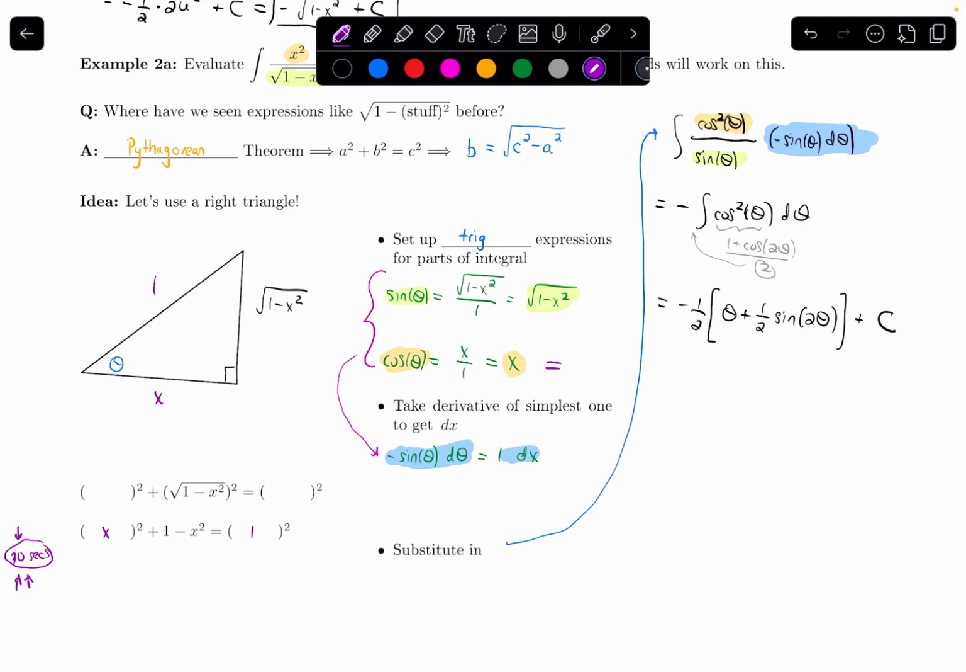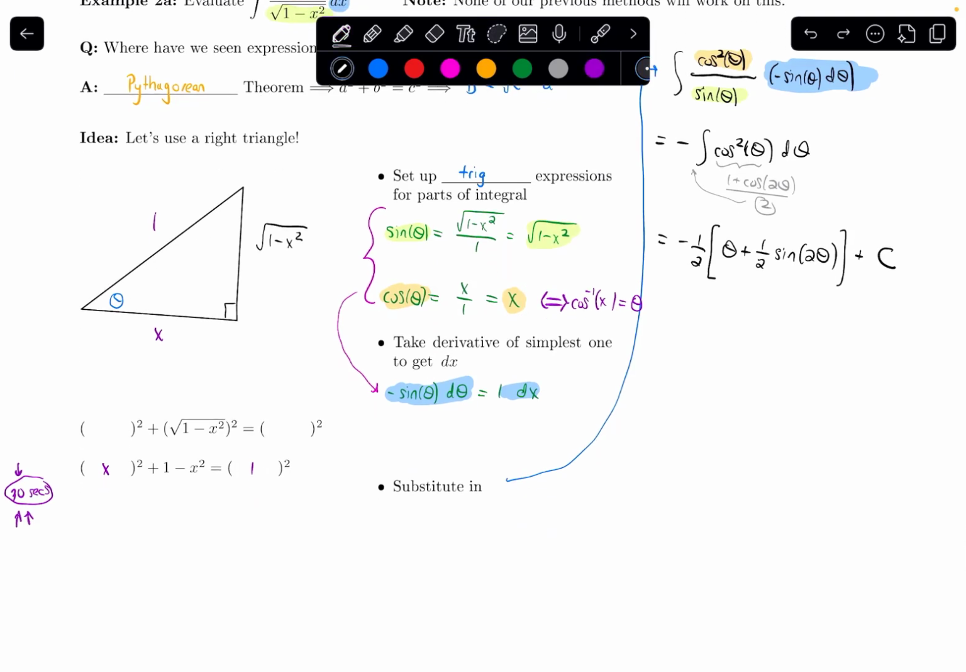So if I rearrange this using cosine inverse, it swaps the input and the output. So I get cosine inverse of x equals theta. So we're swapping this input and that output. They're swapping spots. Okay, so now I know what theta is. So we got -1/2, big old bracket, theta ended up equaling cosine inverse of x. We could technically plug that in for this theta as well.